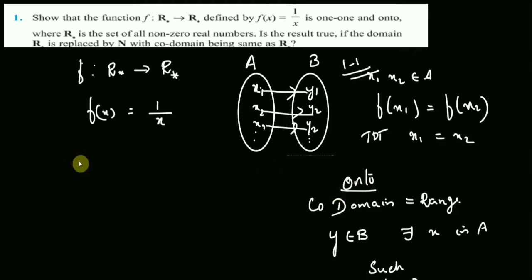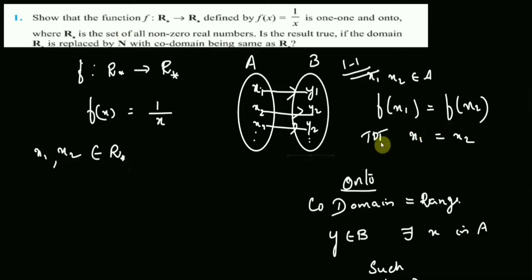So let us prove this function f(x) = 1/x. First you are going to prove it is one-to-one. Let x1, x2 belong to R*. R* actually means that x1 and x2 are non-zero real numbers. So we have taken like this.